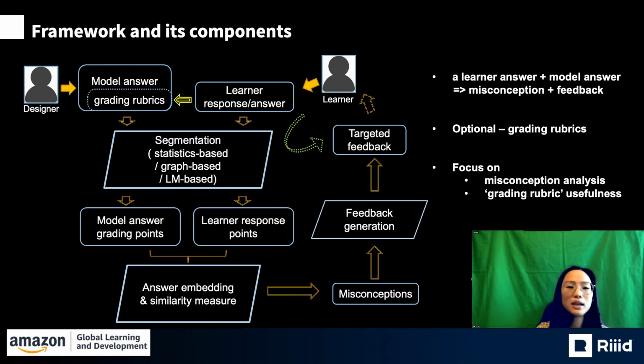Here's the framework. It is an NLP pipeline that takes in both a learner answer and a model answer, conducts segmentation to derive key points from the model answer and the points from learner answer. After that, we construct answer embeddings at key point level and apply similarity measure to derive the misconceptions. At the end, we use a template to generate the feedback based on misconceptions.